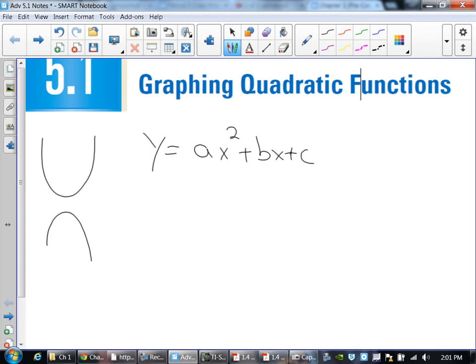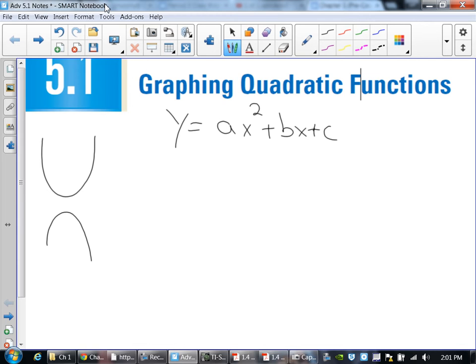They were either up like a cup or down like a frown, and that direction was based upon the coefficient of a. If a was positive, up like a cup. If a is negative, down like a frown. Pretty easy. What you did with these is that for every one of these equations, they all had the same starting point. You always found this axis of symmetry.